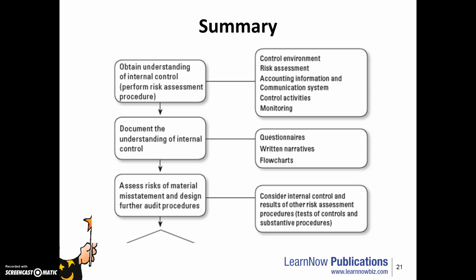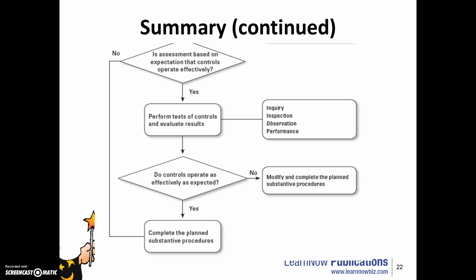So in summary, the auditor must obtain an understanding of internal control and perform a risk assessment procedure. They need to document this understanding, assess the risks of material misstatement, and design further audit procedures. At each of those levels, they will be looking at, in understanding, the control environment, the risk assessment, information, control activities and monitoring. Ways in which they can document include questionnaires, narratives, and flowcharts. And then they consider the internal control and results of the other risk assessment procedures, test of control, and substantive procedures. Then make an assessment based on whether the controls operate effectively.